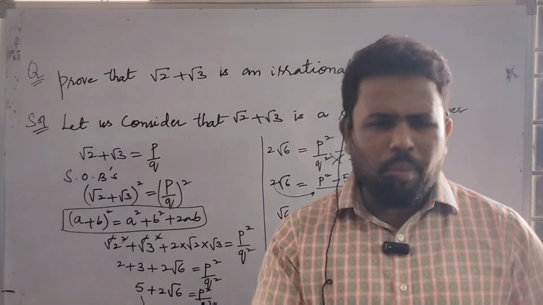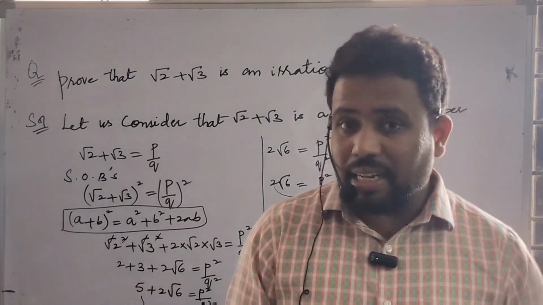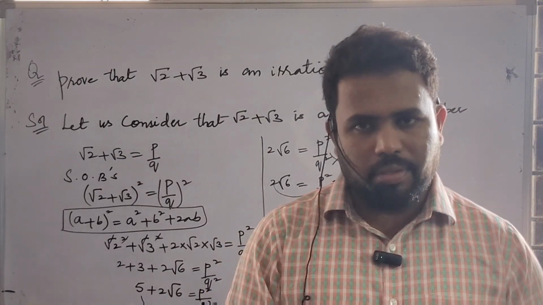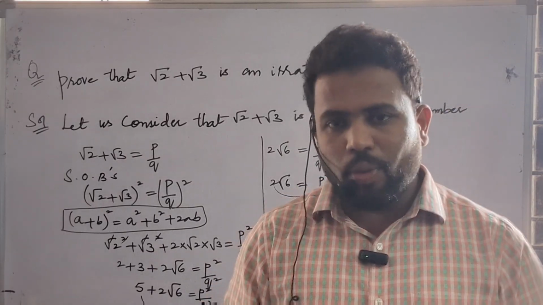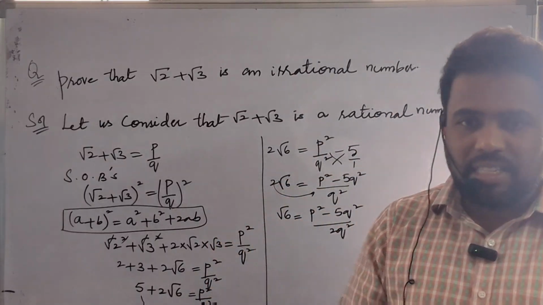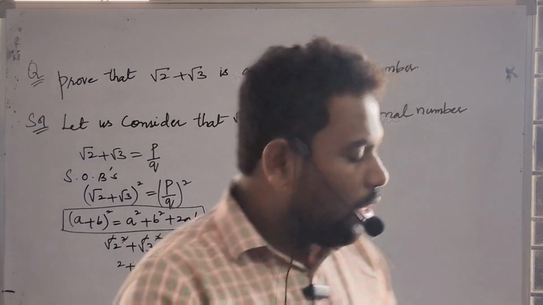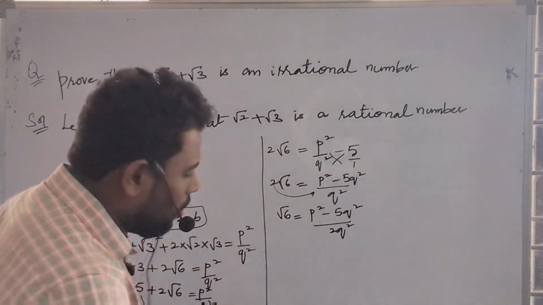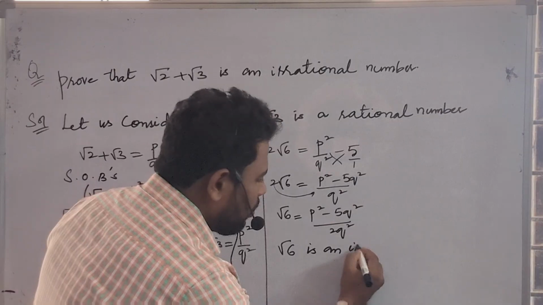To remember, I'll give you one hint here. All root numbers are irrational except perfect square numbers, because perfect square numbers can also be written in the form of p by q, so they become rational numbers. So root numbers except perfect square numbers can be considered irrational numbers. So root 6 is an irrational number.